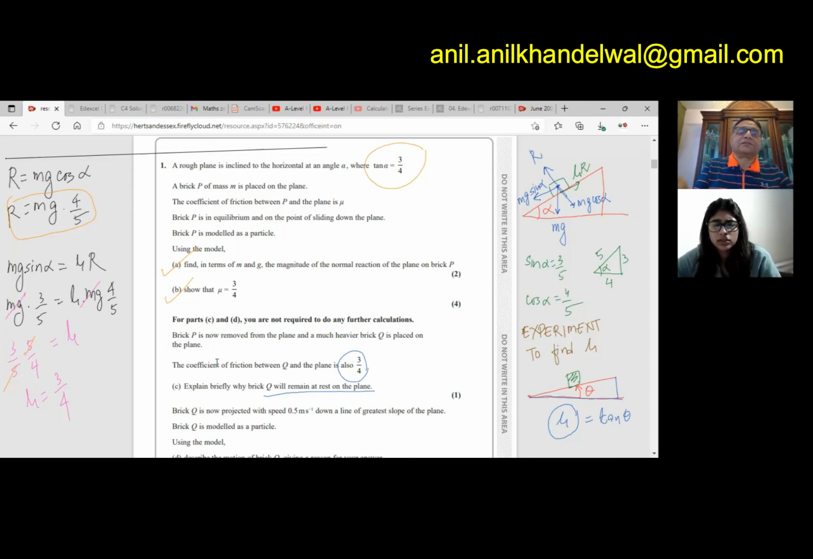Do you understand? So on a rough inclined plane, the brick P of mass is placed on this, the coefficient of friction is this, and P is in equilibrium and on the point of sliding. When we say equilibrium, point of sliding, it means it is at rest, not sliding. So the mass of that body doesn't make a difference. As you can see, mu is independent of mass.